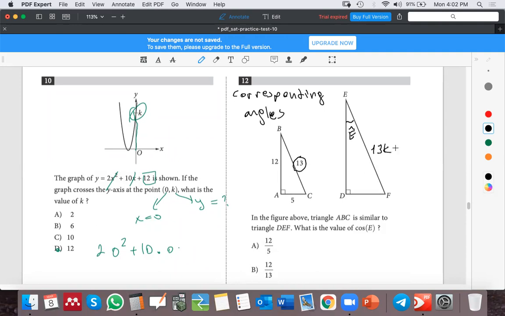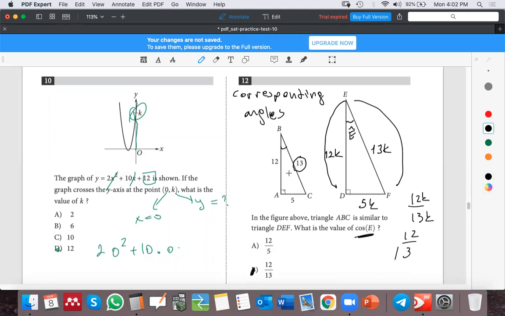Since they are similar, we use ratios. This is 90 degrees, and opposite 13 is 12K. And opposite this, 5, is 5K. So what is cosine of E? Cosine means adjacent divided by hypotenuse. So 12K divided by 13K, which is 12 over 13. So the answer is B.